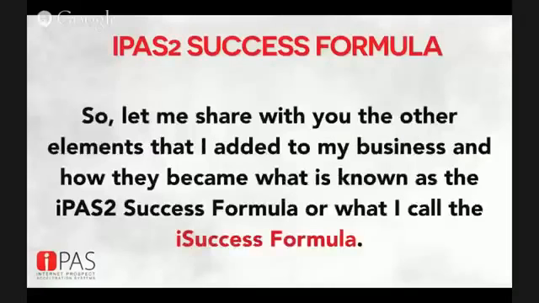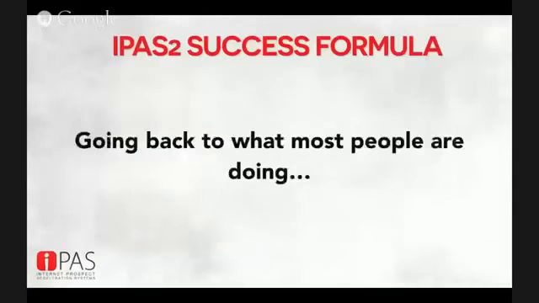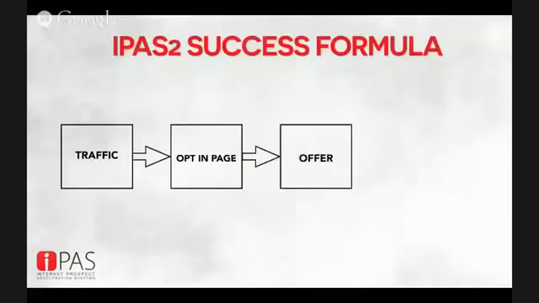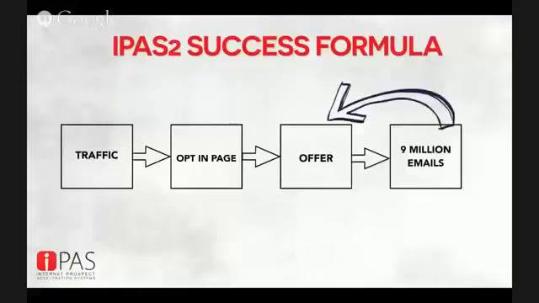Okay, so let me share with you the other elements that I added to my business and how they became what is known as the iPas2 success formula, or what I call the iSuccess formula. Okay, going back to what most people are doing. Buying traffic, or doing your own traffic, sending them to an opt-in page, they go to an offer, you send them 9 million emails. That's what most people are doing.